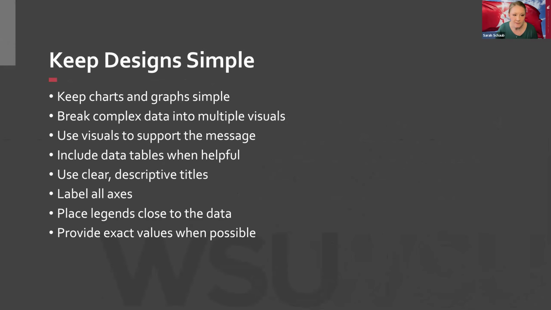So it's really important to start by keeping your design simple. The more simple you keep your design, the easier it is to make it accessible. And we'll provide lots of examples in this presentation today. So you want to keep your charts and graphs simple, break complex data into multiple visuals, use visuals to support the message. You want to make sure to include data tables when it's helpful. Use clear descriptive titles, label all your axes, place legends close to the data, and provide exact values when possible.